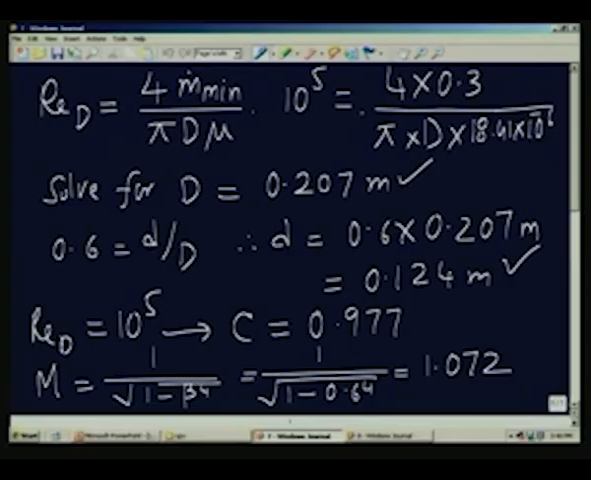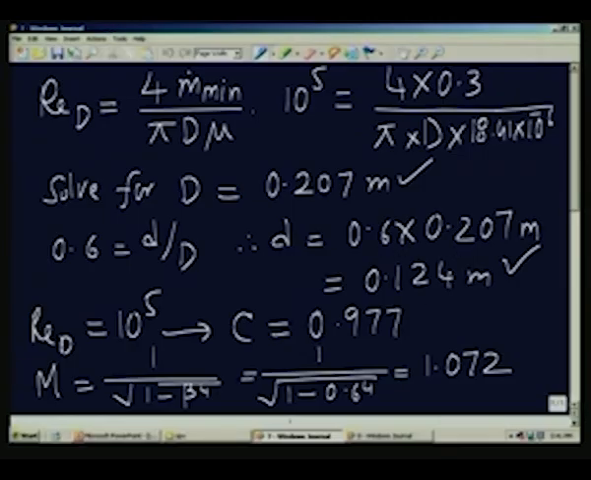So, I will take 10 to the power 5 equal to 4 into the minimum mass flow rate, 0.3, divided by pi times d, the diameter which is to be determined, multiplied by mu, which is 18.4 into 10 to the power minus 6. I solve for d and I get a value of 0.207 meters, that is about 20 centimeters, the diameter of the pipe. The value of beta, which is the ratio of the diameter of the venturi at the smallest area region and the pipe diameter, small d by D, is given as 0.6, and therefore I can calculate small d as 0.6 times 0.207, which is 0.124 meters.